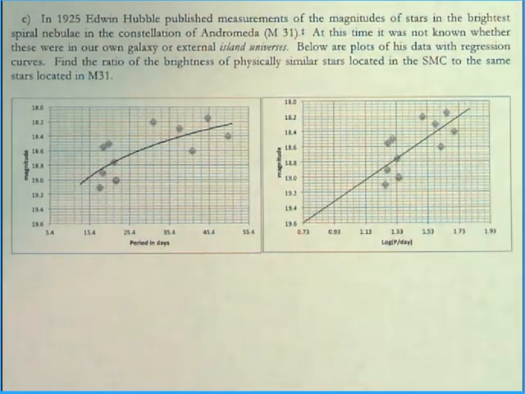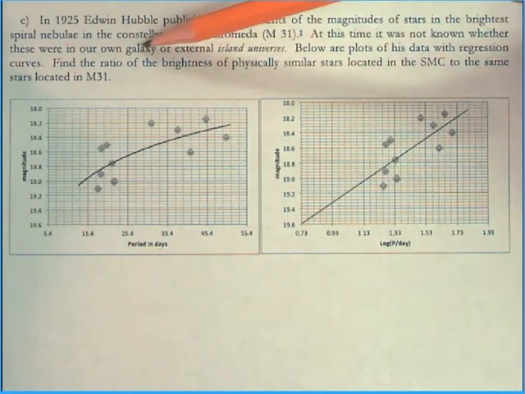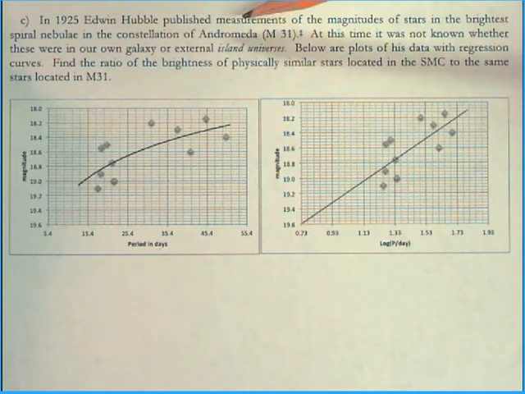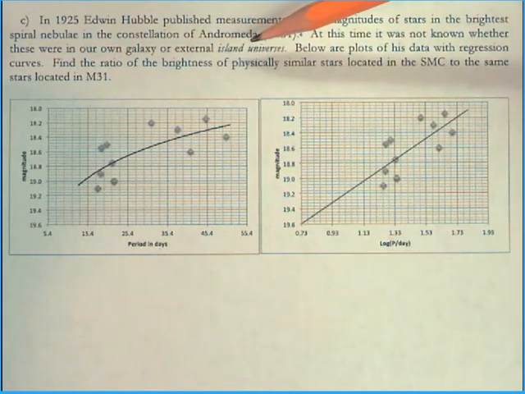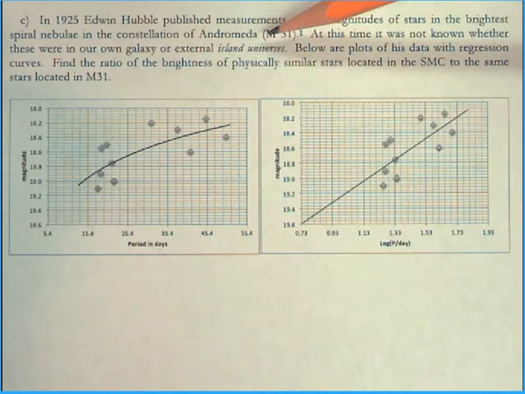So, in 1925, Hubble published measurements of the magnitudes of the stars in the brightest spiral nebula in the constellation of Andromeda, which we now know as the Andromeda Galaxy. It's also called M31 because it was the 31st catalog entry in Charles Messier's catalog. At this time, it was not known whether these are our own galaxies or external island universes. Recall from the reading that Shapley thought they were within our own galaxy, and Curtis thought they were island universes.